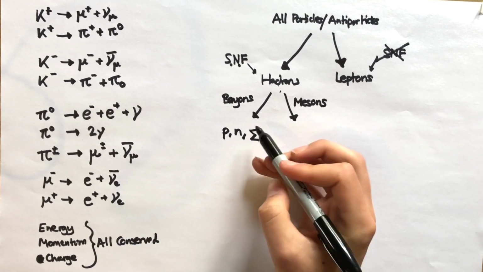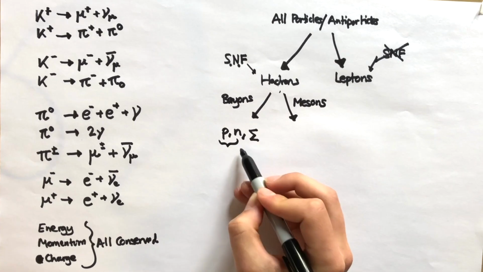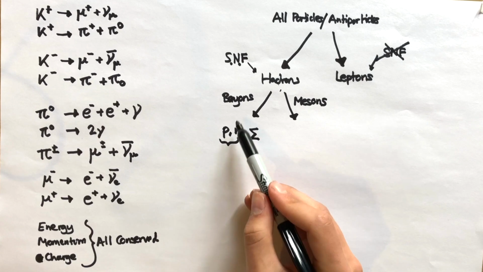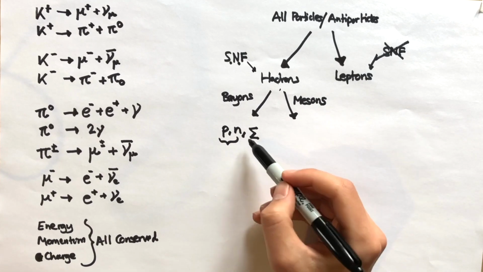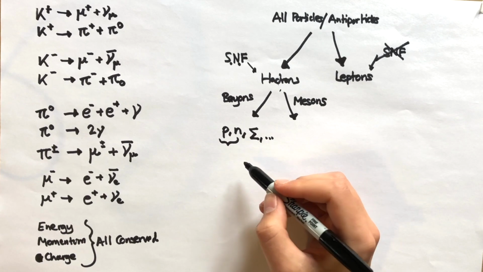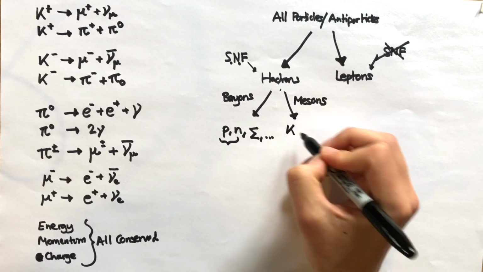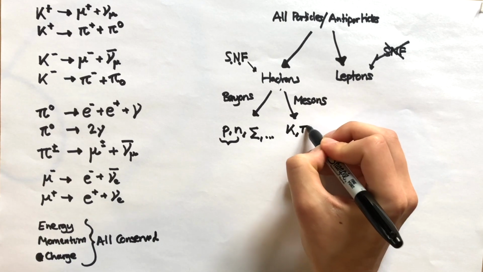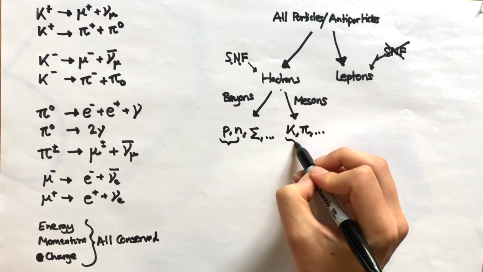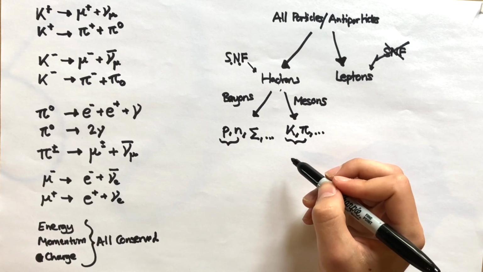That one you don't really have to know anything about, but the only two you do need to know are the proton and the neutron, which are, of course, what make up the atom. They're types of baryons. All of these other particles, like the sigma, are very short-lived. And what about the mesons? Well, the mesons include the Kaon and the Pion, and there are also some others as well. But again, the only two you need to know about are the Kaon and the Pion.